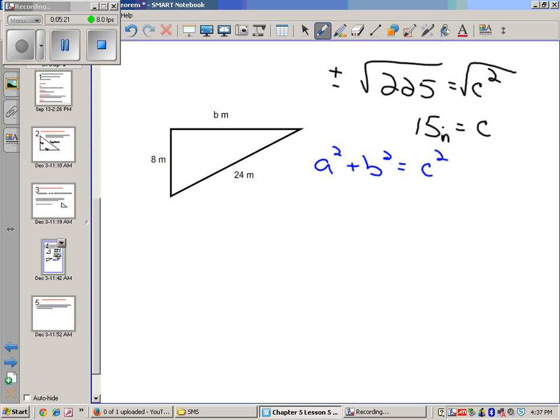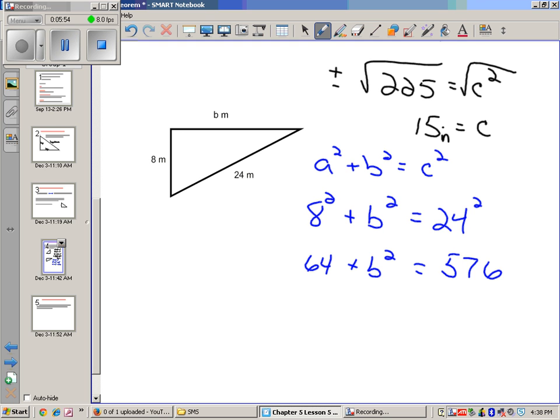Well, we have an 8 for the A, so we have 8 squared plus B squared equals, and our C this time is 24, so they gave us the hypotenuse this time. 24 squared. Okay, now we're going to square our givens. So 8 squared is 8 times 8, which is 64, plus B squared, because we don't know what that is yet. Then 24 squared is 576.